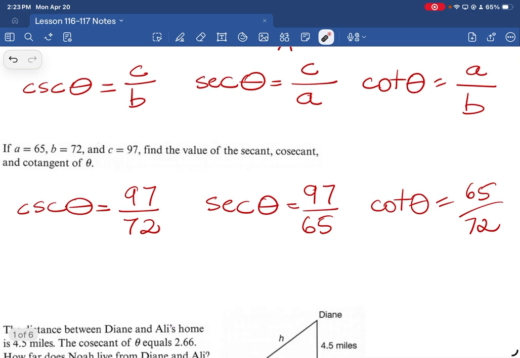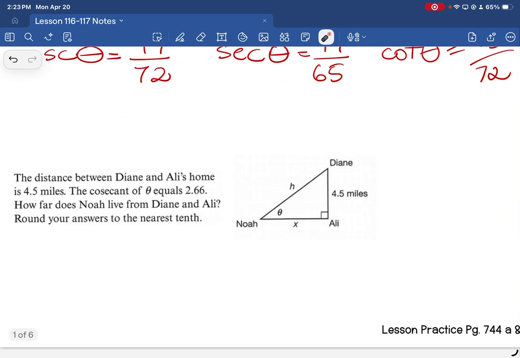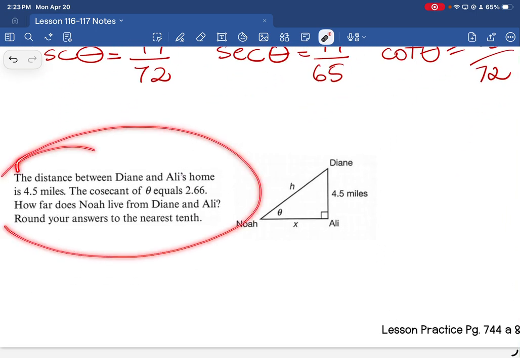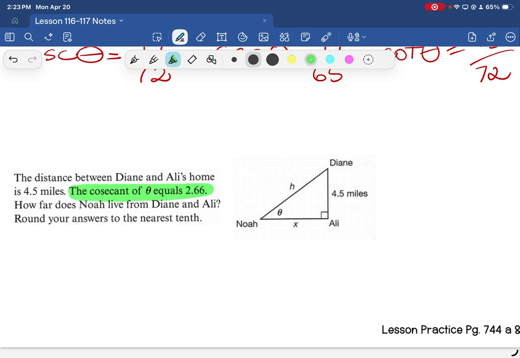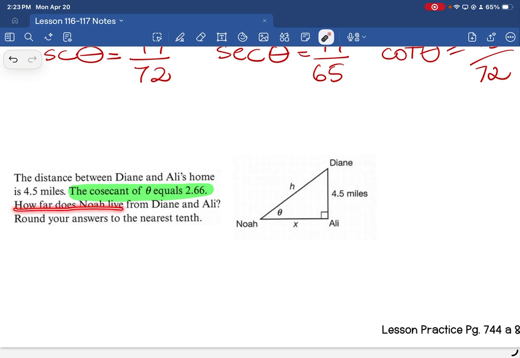All right, time for us to do a word problem. Application, right here. It says the distance between Diane and Allie's home is 4.5 miles, so you can see that right here in the diagram. It says the cosecant theta equals 2.66. This is super valuable because it's going to tell us what to set it equal to. And then it asks, how far does Noah live? So here's Noah, from Diane and from Allie. Round your answer to 1 decimal place, the nearest tenth.